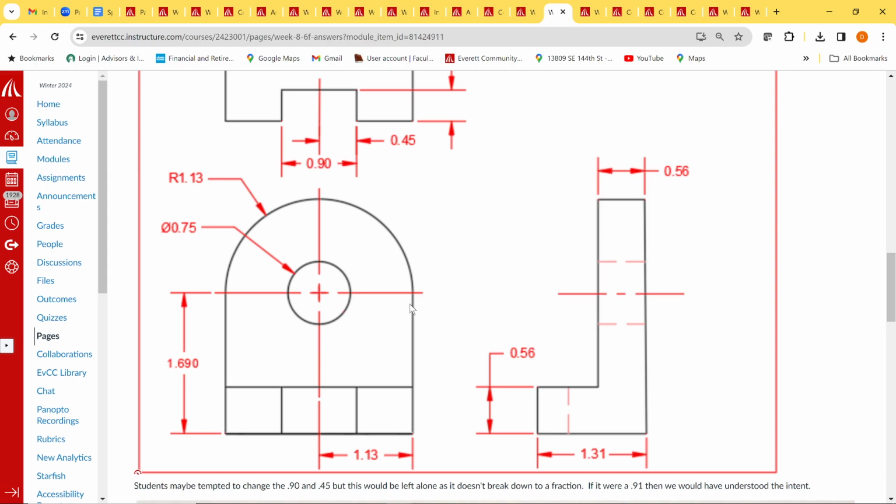Did I get that right? It's 0.030 plus or minus 30 thousandths tolerance, 2 places. 3 places plus or minus 0.010 is a 3-place dimension, plus or minus 0.0050 is a 4-place dimension.